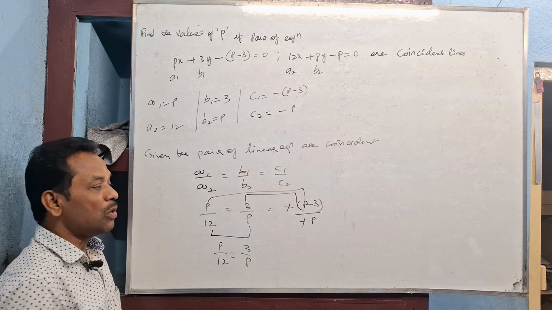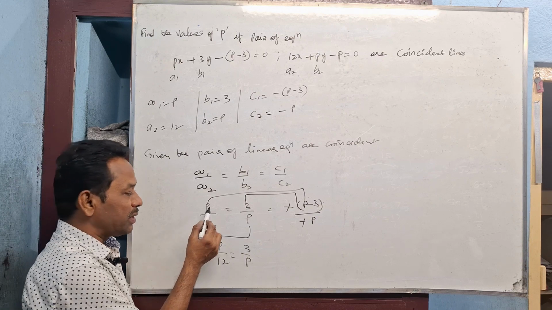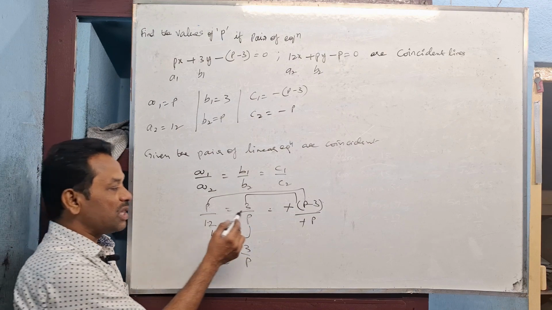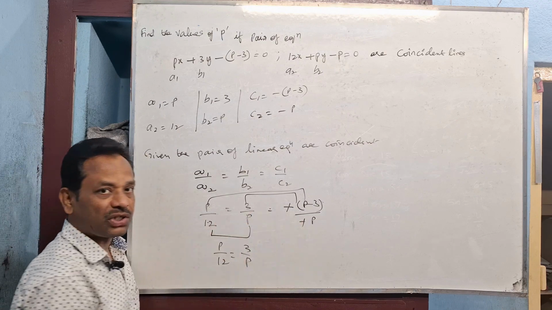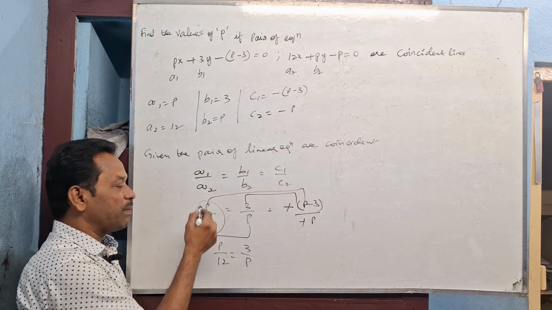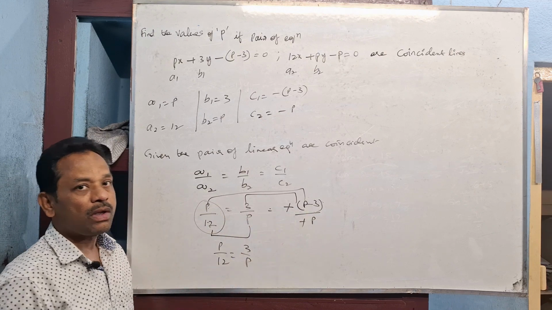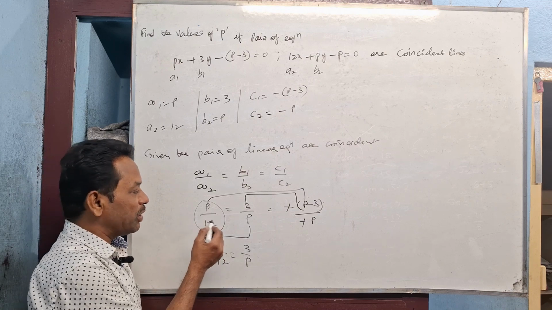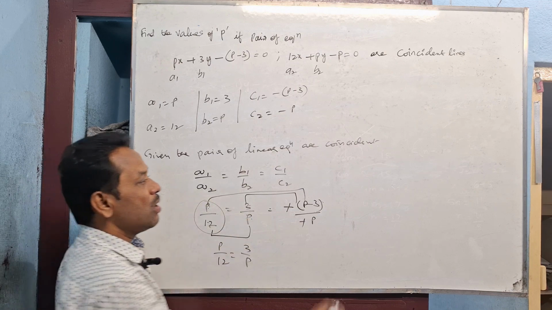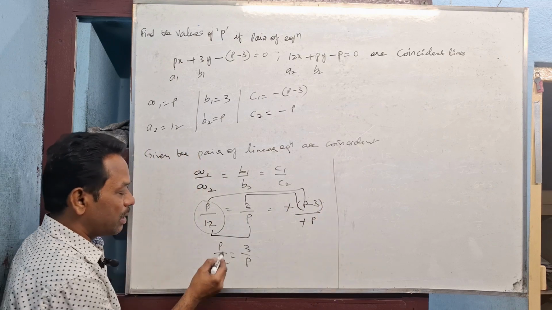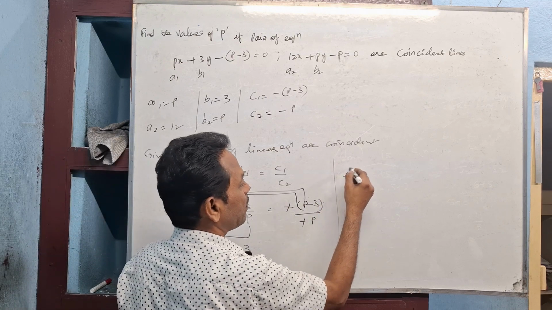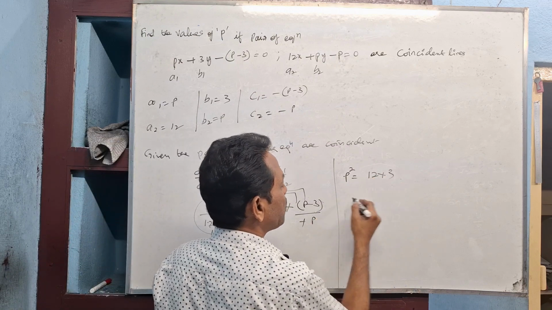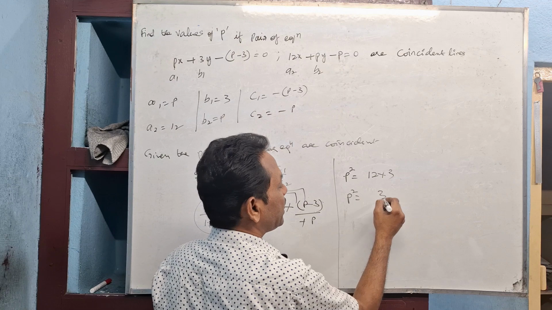I repeat, to get the P value, you can equate any one fraction with another, or equate P by 12 with this one. Any one is fine. So let me take P by 12 equal to 3 by P. Let's go for cross multiplication. P into P, P square, equals 12 into 3. So P square equals 36.